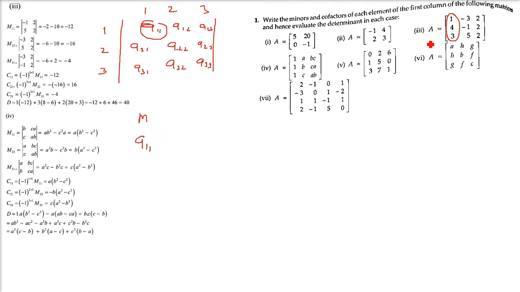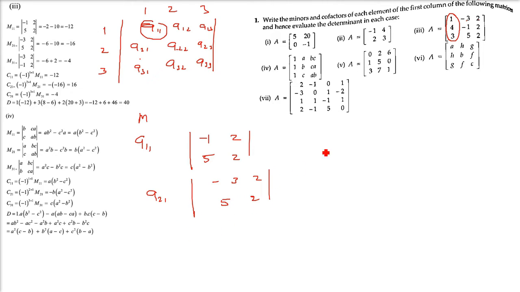So let me write the direct values here. It will be -1, -1, 2, 5 and 2. This is going to be the minor of A11. Now, coming to A21, the minor will be found by leaving the row and column intersecting at A21, and the other values have to be written. That is -3, 2 and 5, 2.